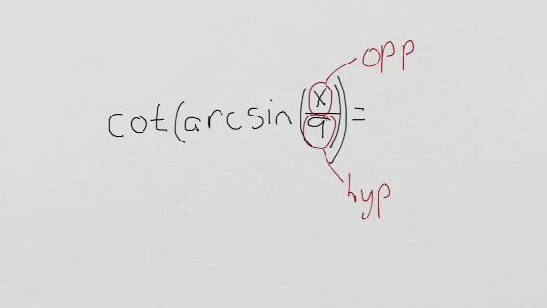Now the overall output of this function, if the input is the opposite side, is going to be this ratio, and cotangent is the reciprocal of tangent. So instead of opposite over adjacent, our output is going to be adjacent over opposite.